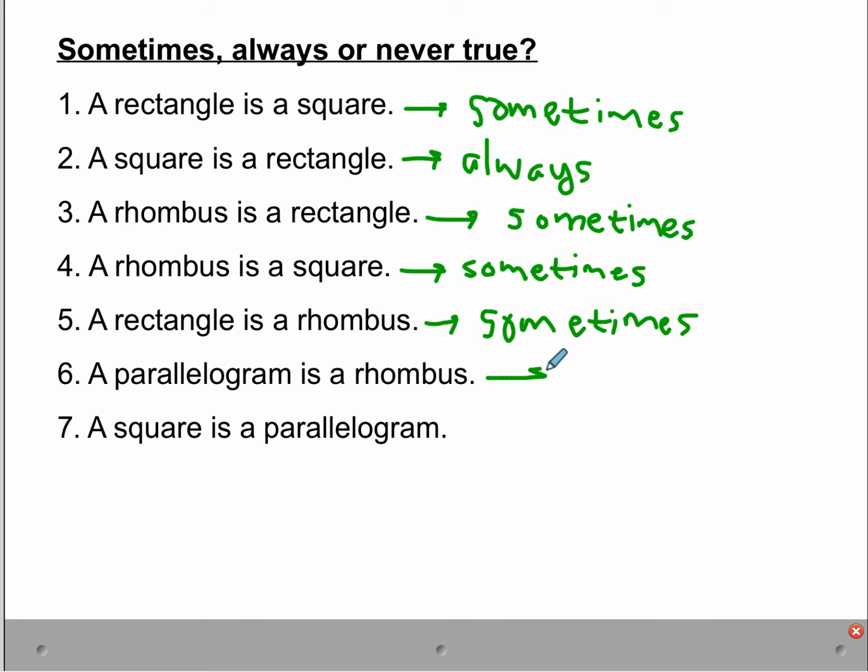A parallelogram is a rhombus. Think about that. If it was to say that a rhombus is a parallelogram, that would always be true, right? Because by definition, a rhombus is a parallelogram that has 4 congruent sides. But does every parallelogram have to be a rhombus? The answer to that is no. So once again, it's not always, but a parallelogram will sometimes be a rhombus.